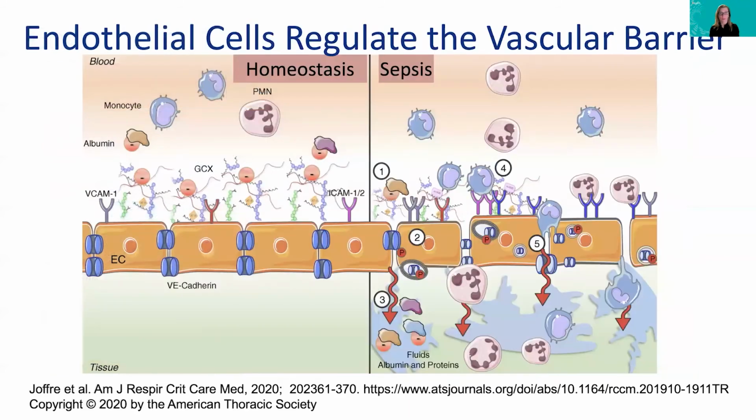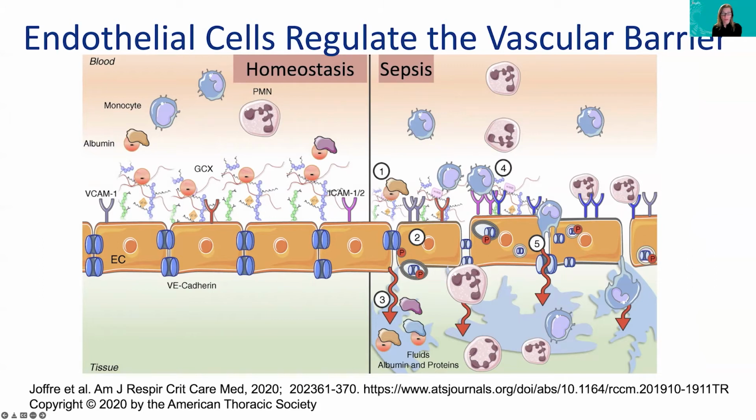Endothelial cells perform critical functions in maintaining the vascular barrier. During homeostasis, the glycocalyx maintains local selective permeability. Sepsis dysregulates the vascular barrier to fluids, proteins, and cells. It injures the glycocalyx and impairs the functionality of adherens junctions, which leads to capillary leak.